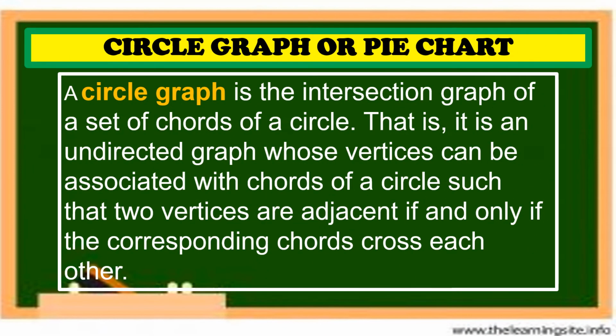Circle graph or pie chart. A circle graph is the intersection of graph of a set of chords of a circle. That is, it is an undirected graph whose vertices can be associated with chords of a circle such that the two vertices are adjacent if and only if the corresponding chords cross each other.